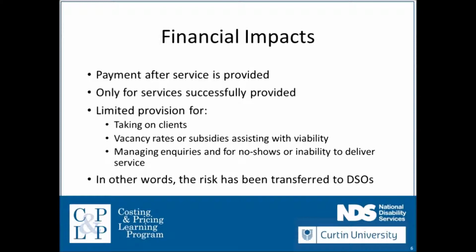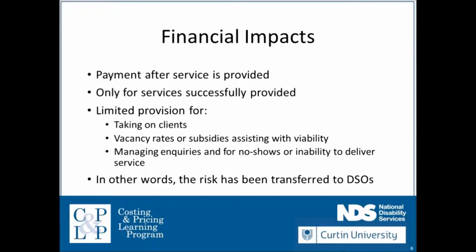But it also has a significant impact on service delivery because you only get paid for what you do. And I think that's a really important issue for all staff within disability services organisations to recognise. It's important to get the services undertaken so that payment can be arranged. There is limited provision for taking on clients, that is funding for taking on clients. Vacancy rates or subsidies assisting with viability, though, are no longer necessarily supported, and there is minimal support for managing inquiries and for no-shows or inability to deliver a service.